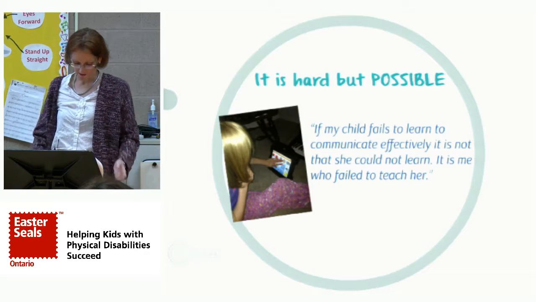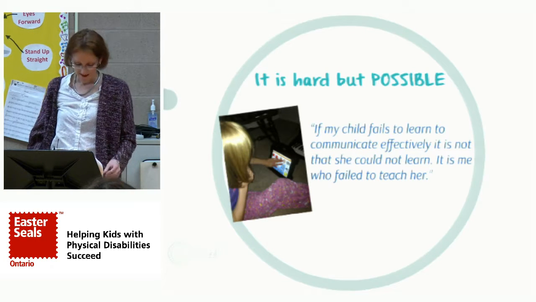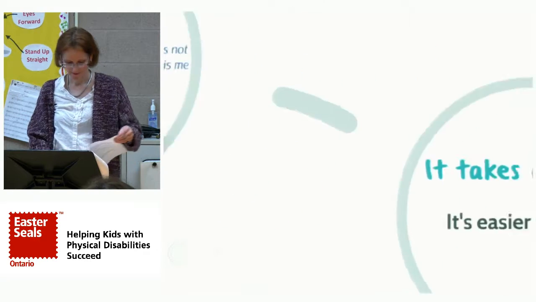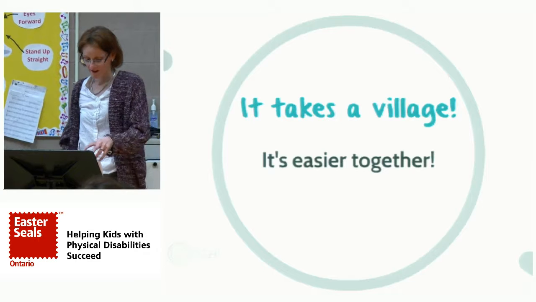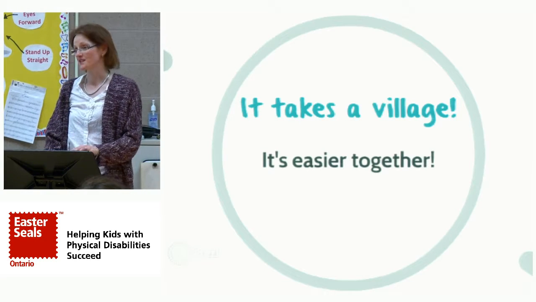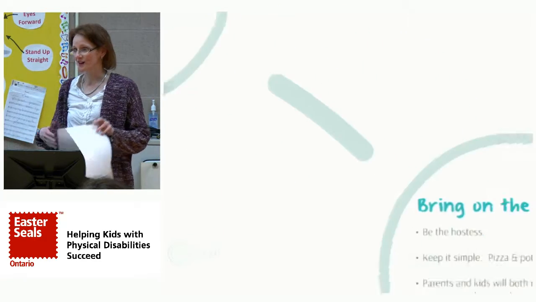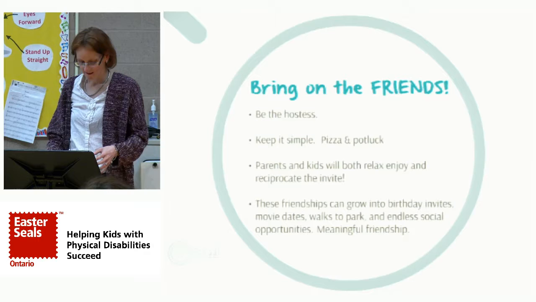I also believe that if Ashley does not learn to communicate effectively, it's not that she couldn't learn. It's that I failed to teach her. So that being said, Ashley needs a community around her. It isn't easy, it's not easy, but together we can do better. So I'm going to talk to you a little bit about helping your child form friendships.